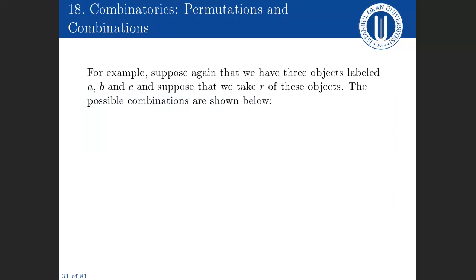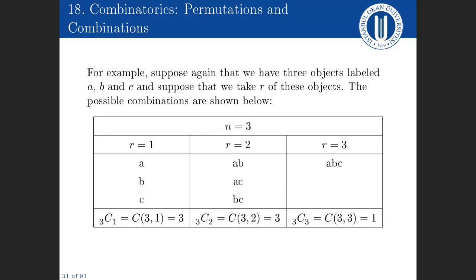So, for example, let's suppose again that we have three objects, and let's suppose these three objects are called A, B, and C. And suppose that we take r of these objects. What are the possible combinations? Left column, first of all. Let's suppose we take one of these three objects. What are the different possibilities? We can either take A, or we can take B, or we can take C. So there's three different combinations here. 3C1 is equal to 3.